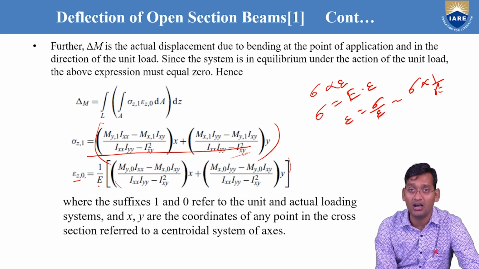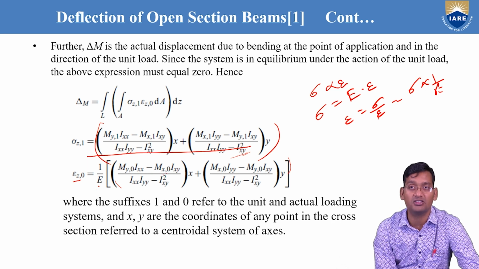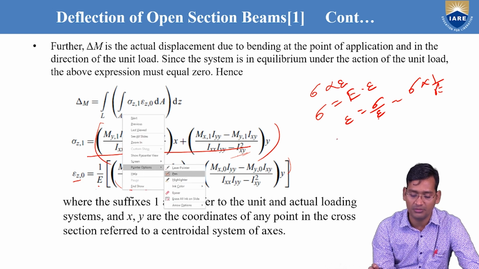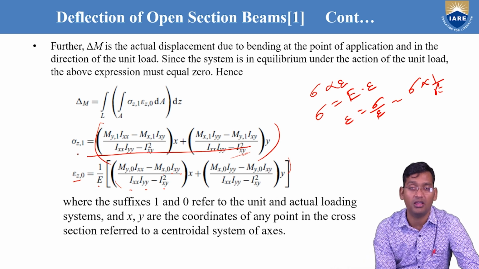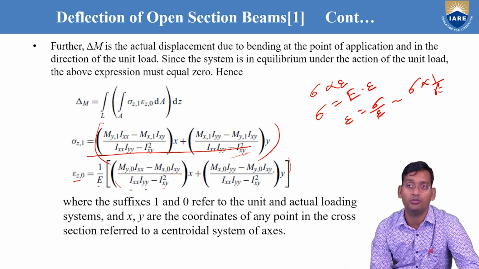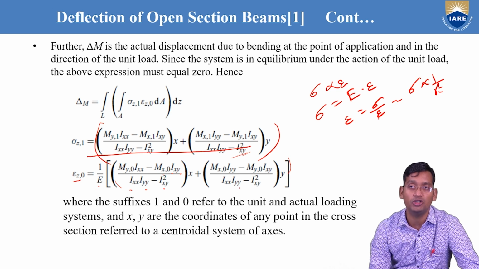So now we got sigma. Just here, sigma z comma 0. So replace wherever 1 is there with 0. So My,0 Ixx minus Mx,0 Ixy, by Ixx Iyy minus I square xy, into x. Wherever 1 is there, just replace with 0, because here we are finding sigma for the virtual load where it's acting. Plus Mx,0 Iyy minus My,0 Ixy, by Ixx into Iyy minus I square xy, into y.